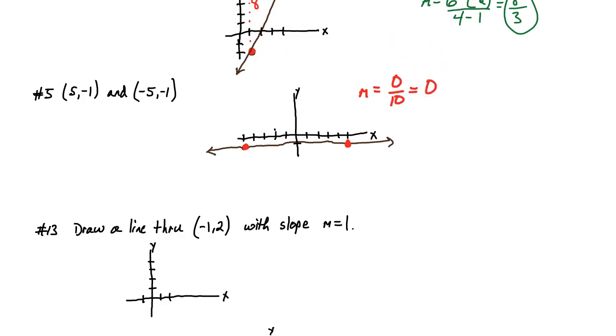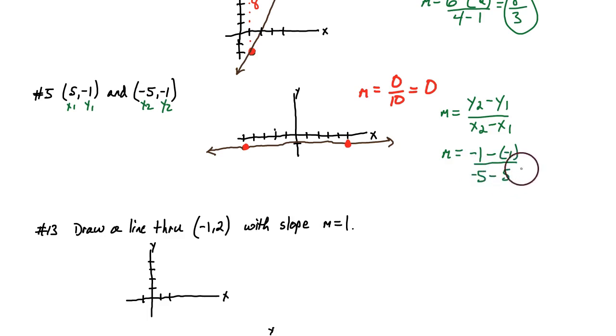Let's check that answer with the slope formula. The formula is m equals y2 minus y1 divided by x2 minus x1. These 4 variables are the numbers from the ordered pairs. This is x1 and y1. This is x2 and y2. So y2 is negative 1. y1 is also negative 1. x2 is negative 5. And x1 is 5.